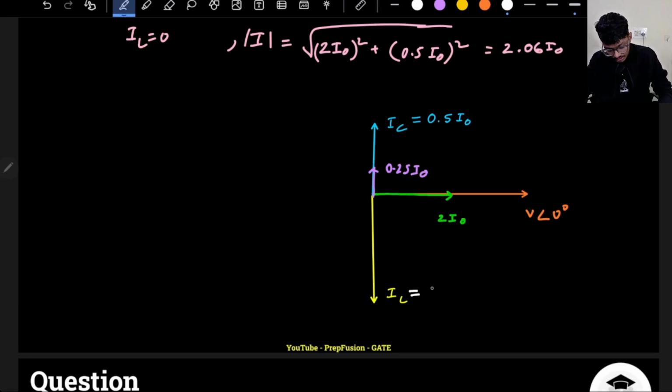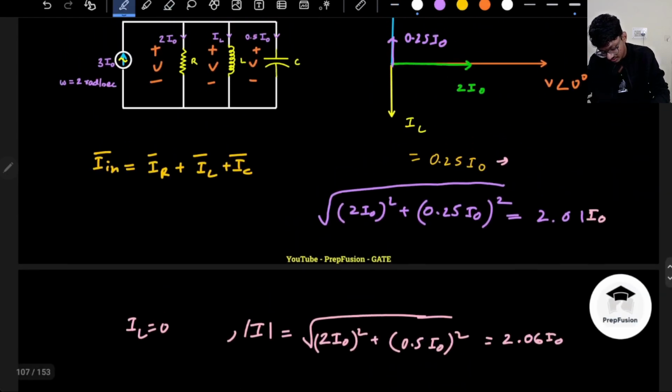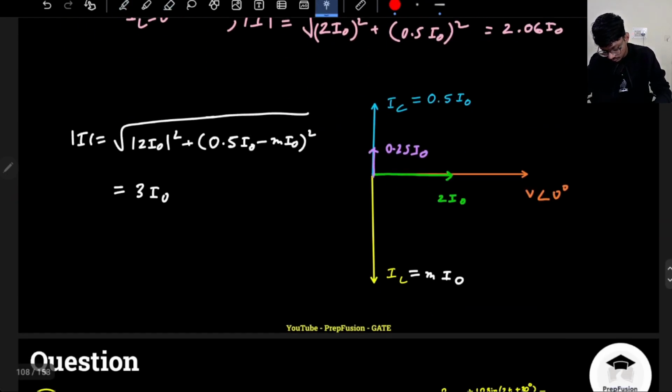Or let me do one thing. It will be some M times I naught, because everything is a multiple of I naught, so it will be easier for us to calculate. It will also come out to be a multiple of I naught only. Now if I write the resultant magnitude of I, IR whole square is (2 I naught) whole square plus (0.5 I naught minus M I naught) whole square. This has to equal 3 I naught, no matter what. The magnitude must satisfy, because KCL must be satisfied.